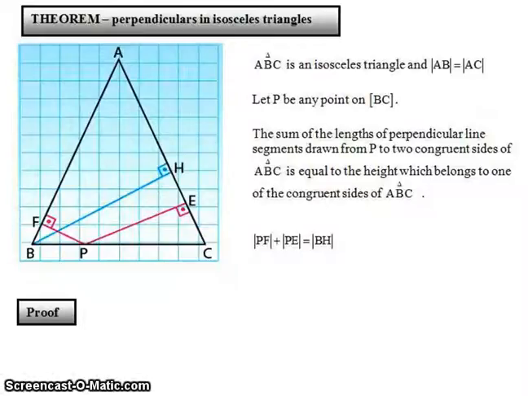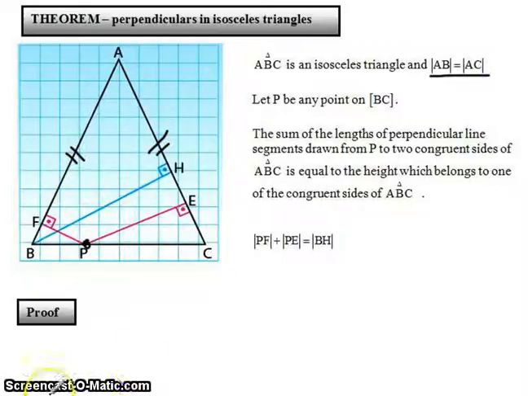Right, so for this proof of the perpendiculars in isosceles triangles, we're going to use the same idea that we used for the equilateral triangles, which is to use the perpendiculars and the areas that can be formed by that. So if we draw a line here, this point is very important because we can see AB equal to AC, so these two lengths are equal.